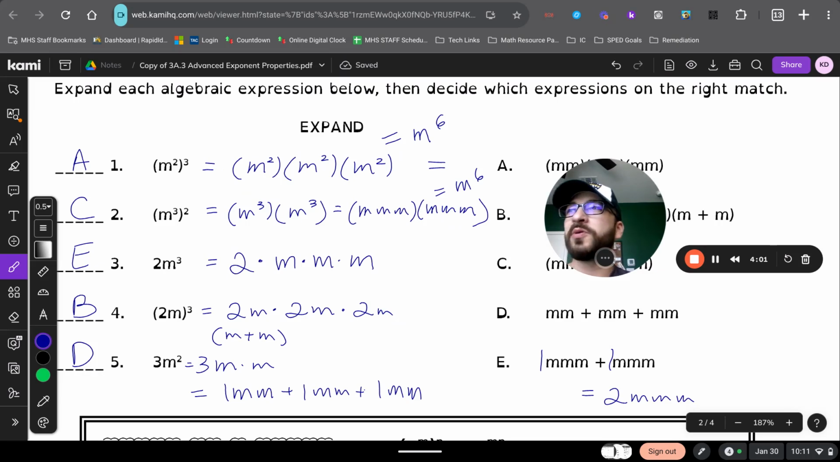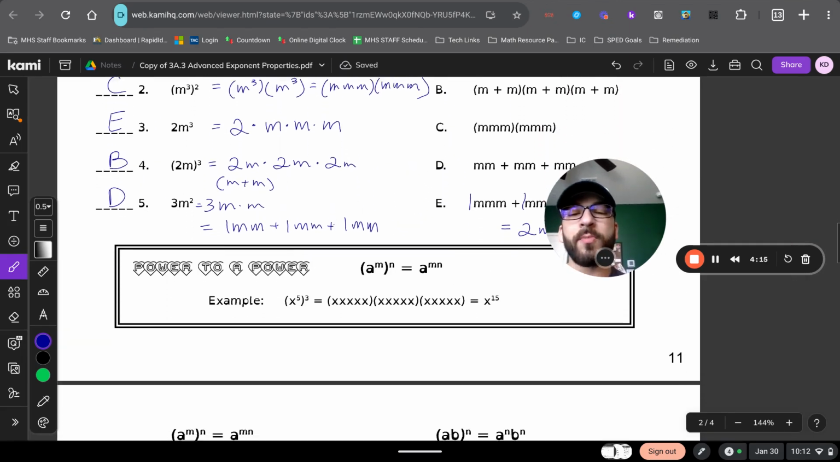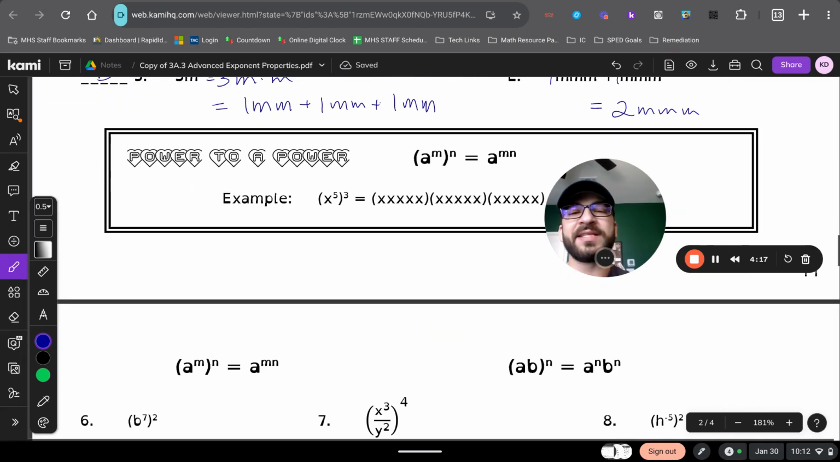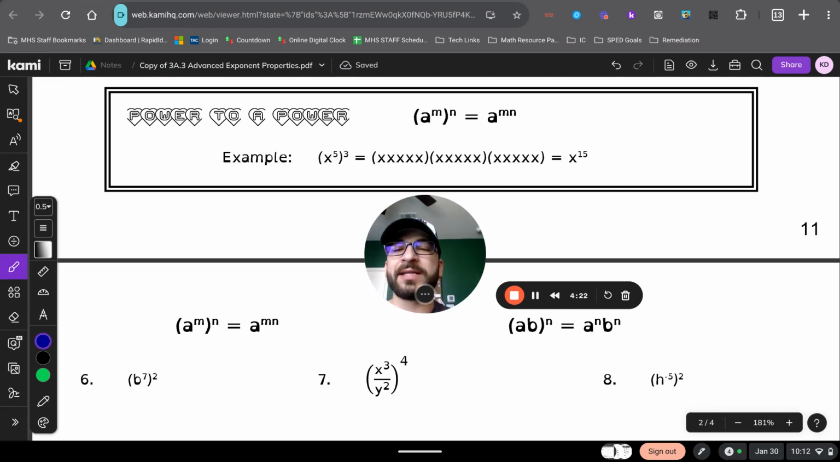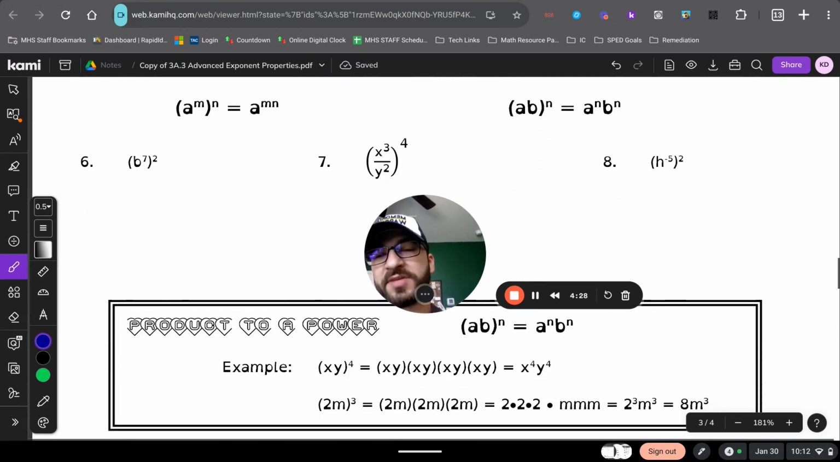Okay, so the conclusion that we can draw from this is that when we have what we call a power to a power, a power on the inside of parentheses and a power on the outside of the parentheses, how would we get 6 from 2 and 3? Well, we would multiply them. So 2 times 3 is equal to 6, and 3 times 2 is equal to 6. So we call this our power to a power property. If I have a to the m, to the n, then it would be equal to a to the m times n. As an example, if I had x to the 5th cubed, that would be equal to x to the 15th.